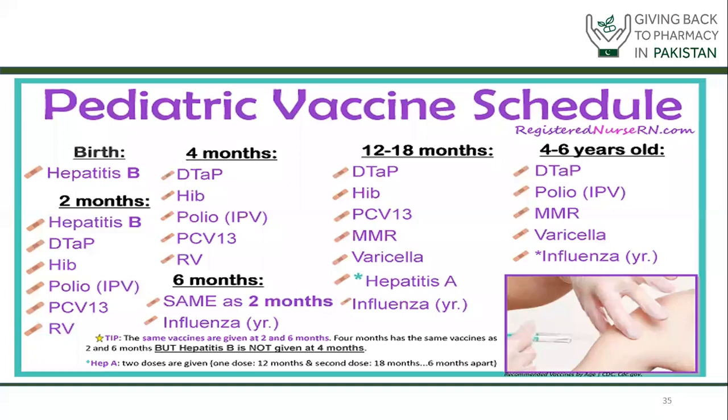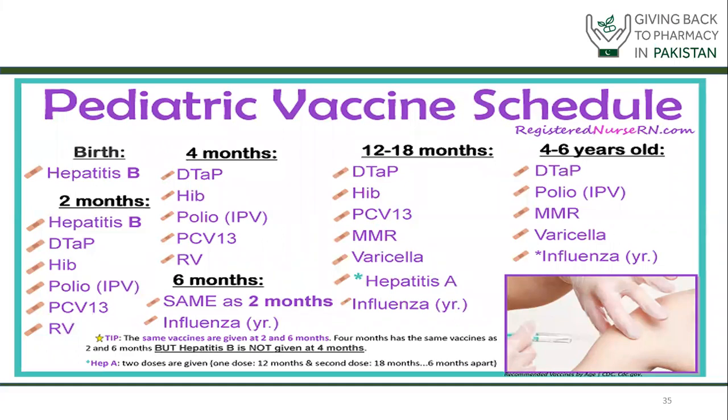Then after 4 months of life, DTaP, Hib, polio, Prevnar, and RV are all repeated, except hepatitis B. So the 2-month and 4-month vaccines are the same, except hepatitis B. Hepatitis B is given at birth and after 2 months. Then at 6 months, it's the same as at 2 months, with influenza added.